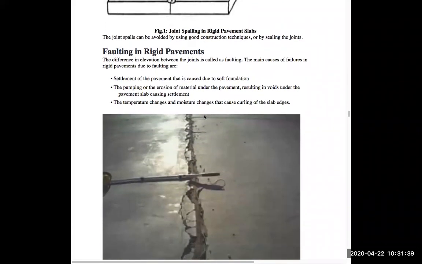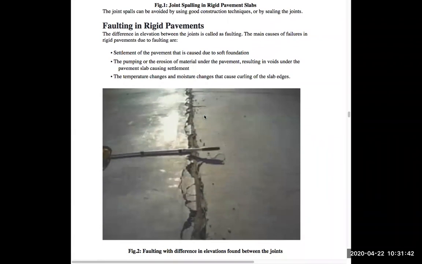Okay, then next we have faulting in rigid pavement. You can see in the picture there is a difference in the level of one slab with the other slab. This is known as faulting. It may be caused because of settlement of one slab with respect to the other slab because of the soft foundation. When there is a settlement of one slab and there is a difference in the level, that is known as faulting.